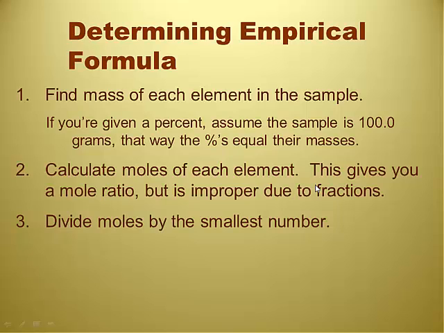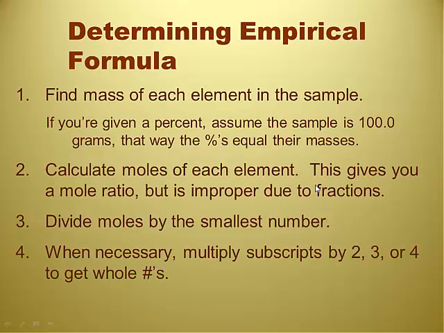So there's a 4th step here, isn't there? There's a 4th step. We still can't have fractions. So when necessary, we're going to multiply these subscripts, these numbers that we've been getting, by 2, 3, or 4 so that we get whole numbers, so that Dalton is happy.